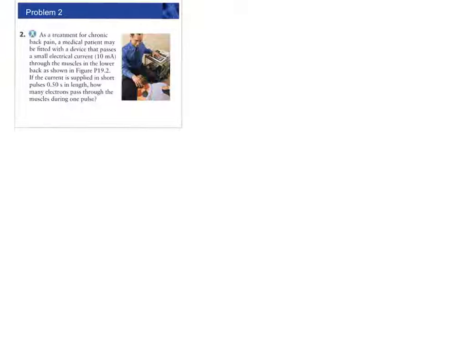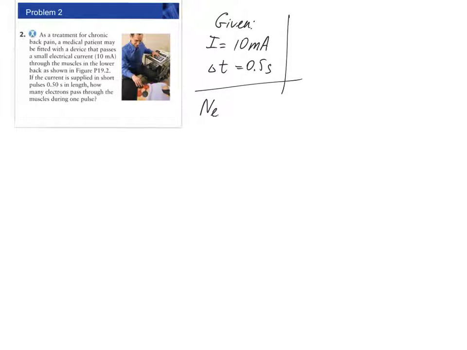Okay, so what do we have? We know that, okay, what's given? Current is 10 milliamps. Delta T, time of one pulse, is 0.5 second. We're looking for the number of electrons during this pulse.